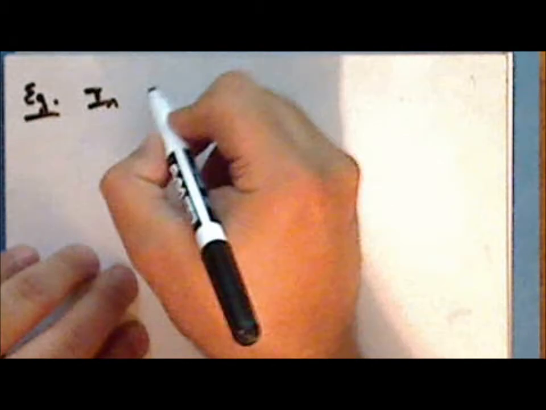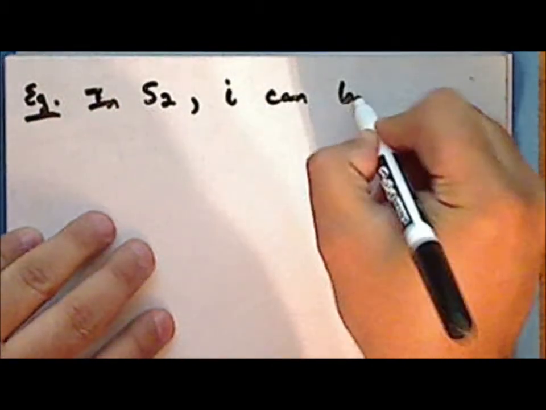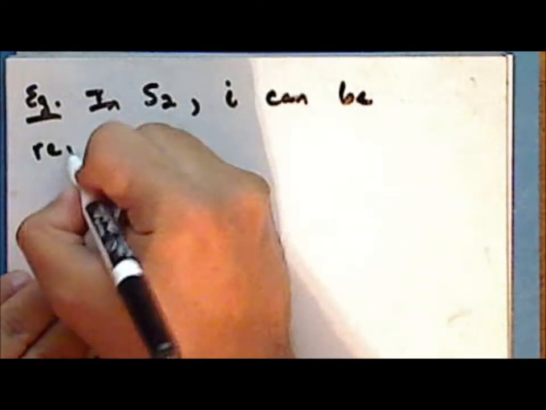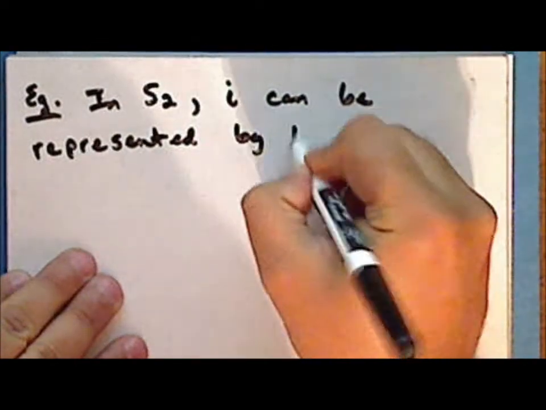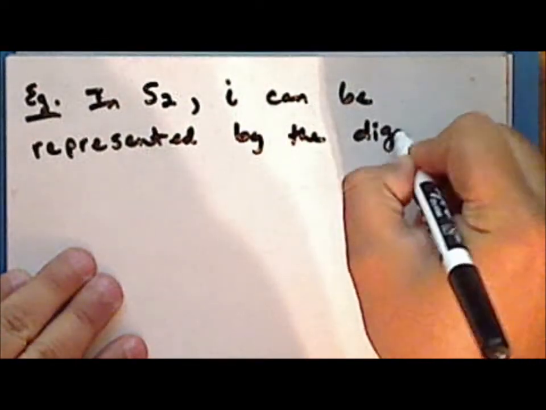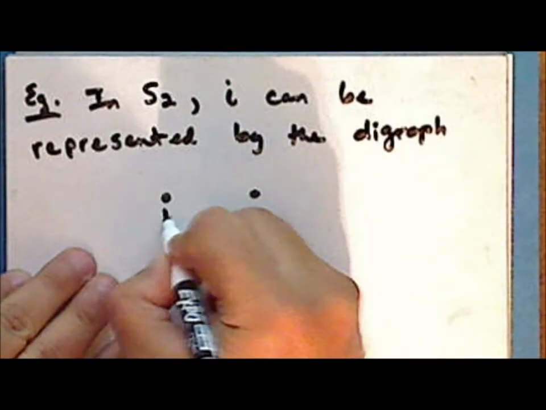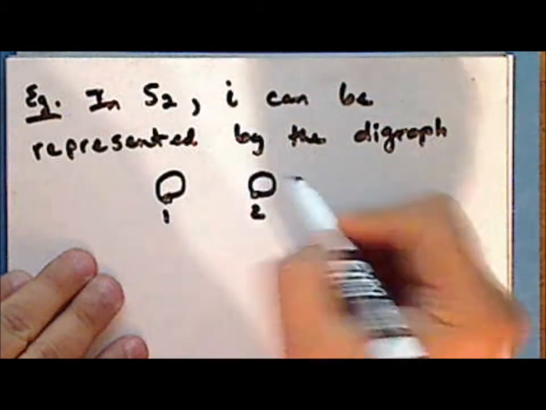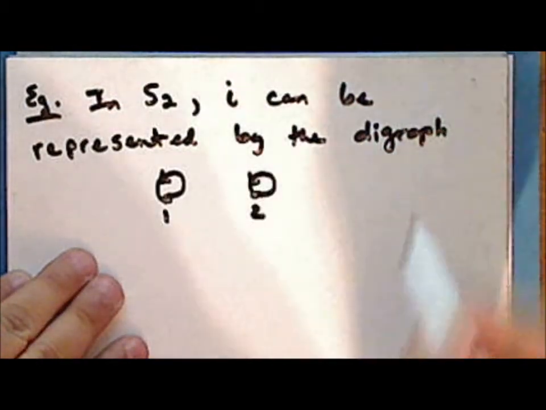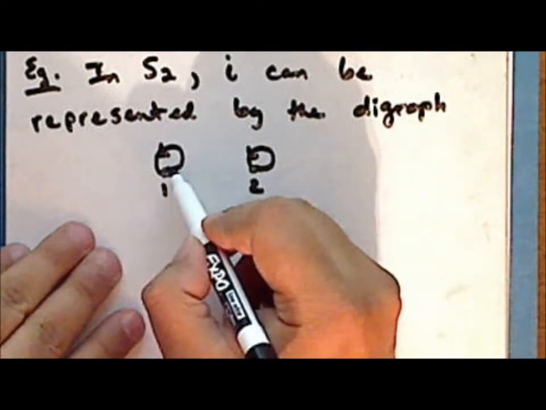So, for example, in the symmetric group on 2 letters, the identity can be represented by the digraph where 1 is mapped onto itself, 2 is mapped onto itself, and so we have an edge that takes the element back to itself. We call this a loop.